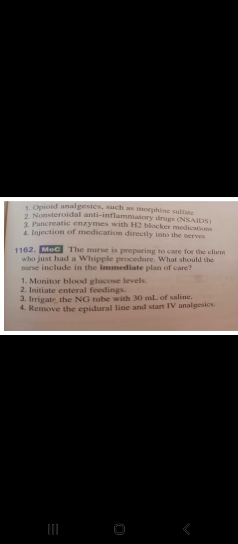Monitor blood glucose. I like that one. Initiate enteral feedings. No. Remove the epidural line. No. We're going to monitor her blood glucose levels because the top of that pancreas head is gone and is really responsible for helping get it down fast. So watch for that.